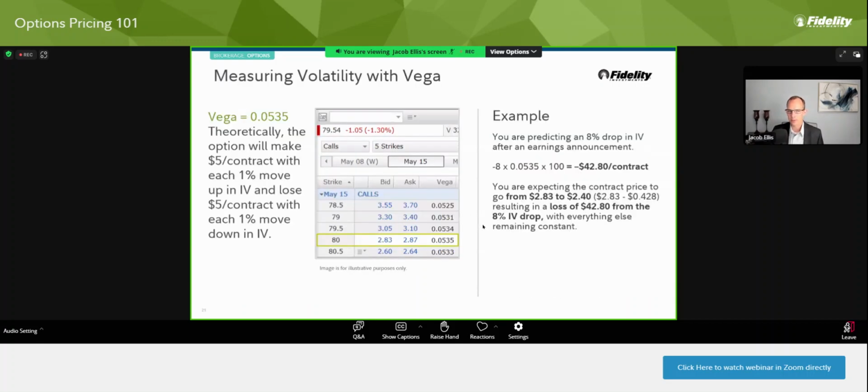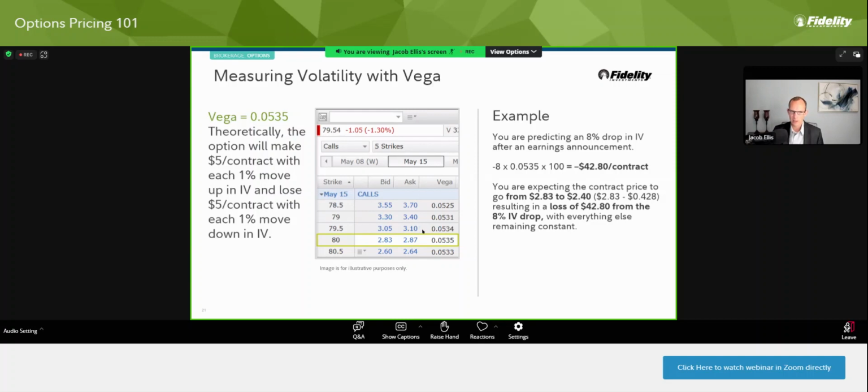For example, in this example, the option has a 0.05 vega, meaning if the implied volatility changes from its current value down by 8%, you would see -8 times 0.5 times 100, giving us $42 change per contract. Now notice $42 or 42 cents, we could say, compared to our current value at $2.83, that's like 20% of the overall value of the contract change simply as a result of implied volatility adjustment.